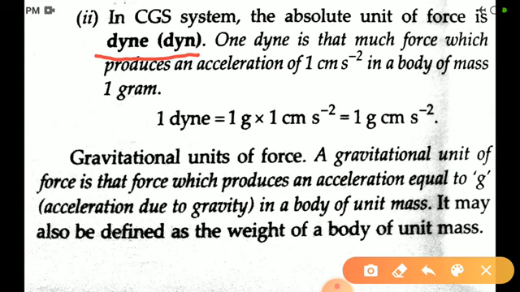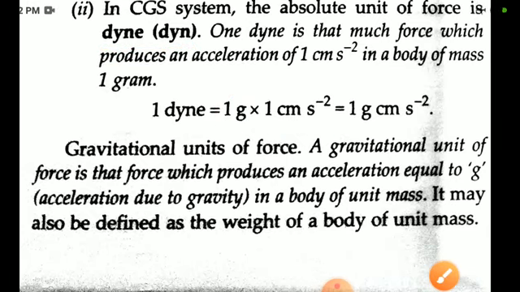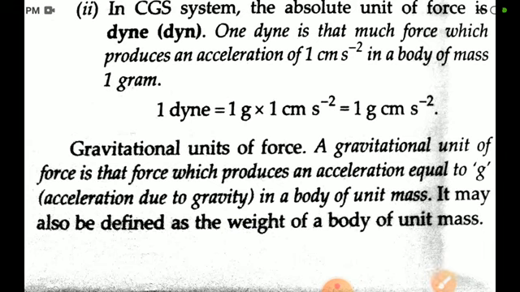How can you define it? When an acceleration of 1 centimeter per second square is produced in a body of mass 1 gram, then the unit is known as dyne. Next, the gravitational unit of force. What is the gravitational unit of force?